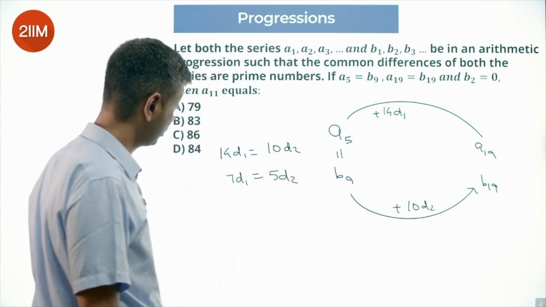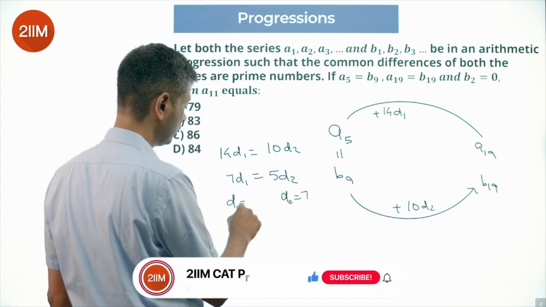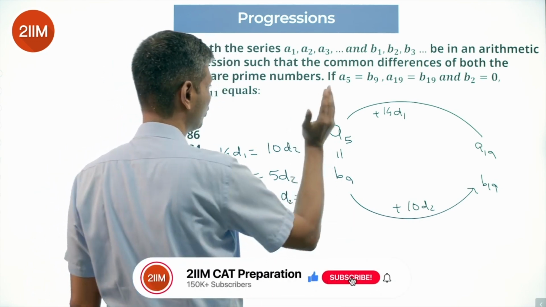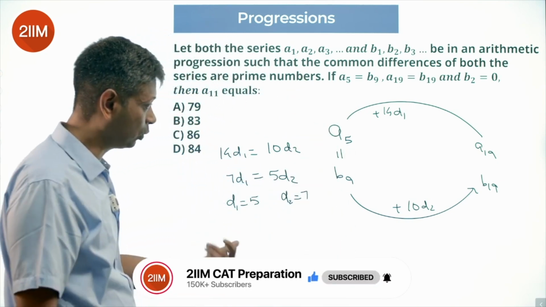We know the common differences are prime numbers. D2 is 7, D1 is 5. This common difference is 5, this common difference is 7. B2 equals 0.